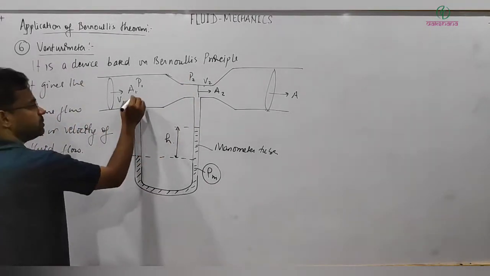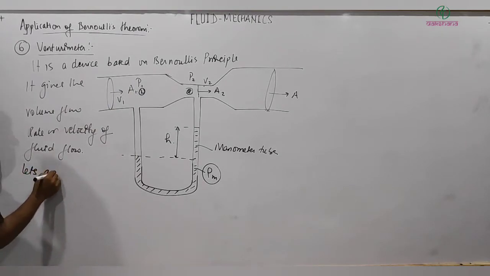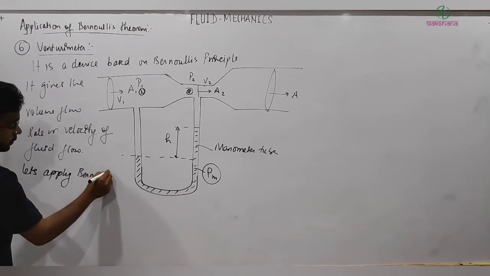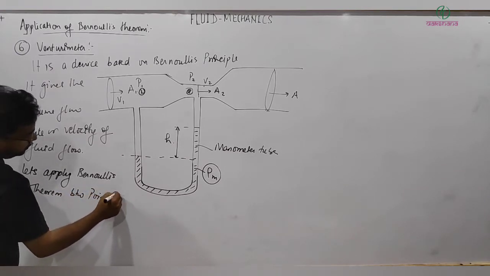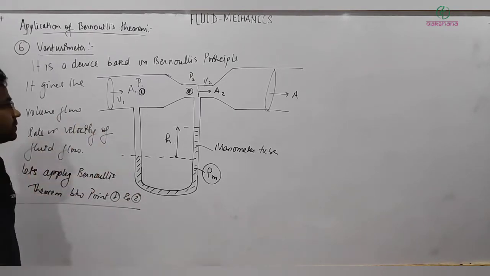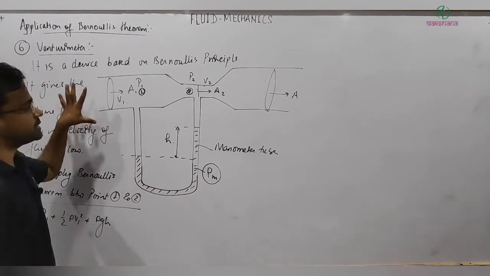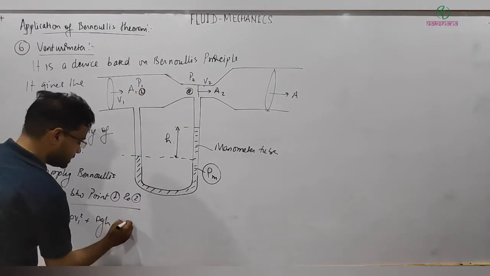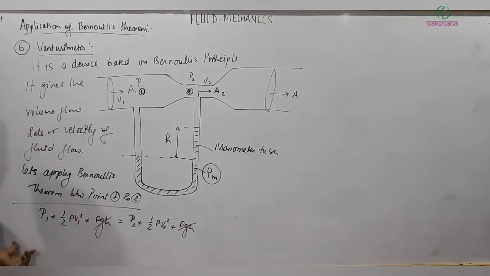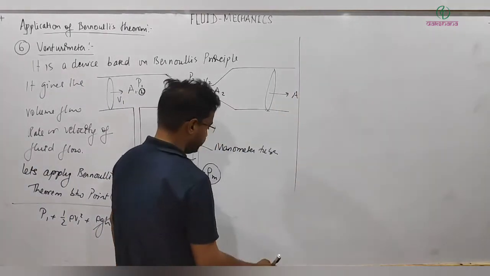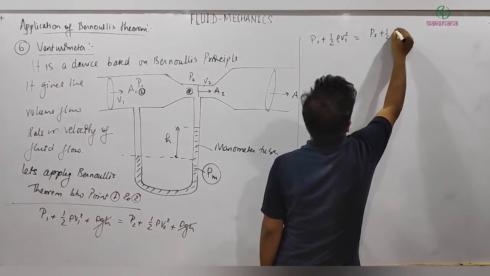Let's now apply Bernoulli's principle between point 1 and 2, this narrow tube and wide tube. So let's apply Bernoulli's theorem between point 1 and 2. Now at 1 I can write P1 plus half rho V1 square plus rho gh. This is at the same horizontal level, so this rho gh term will simply cancel out. P2 plus half rho V2 square plus rho gh. This term simply cancelled out, we are left with P1 plus half rho V1 square equal to P2 plus half rho V2 square.